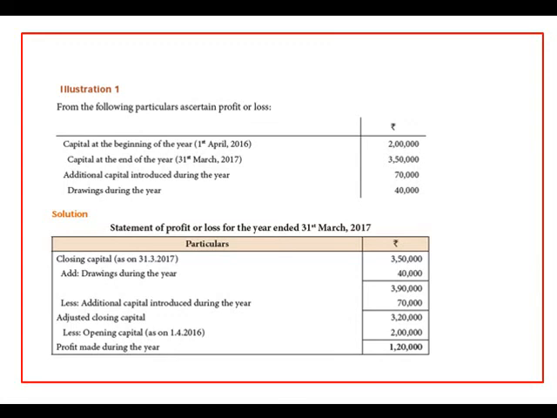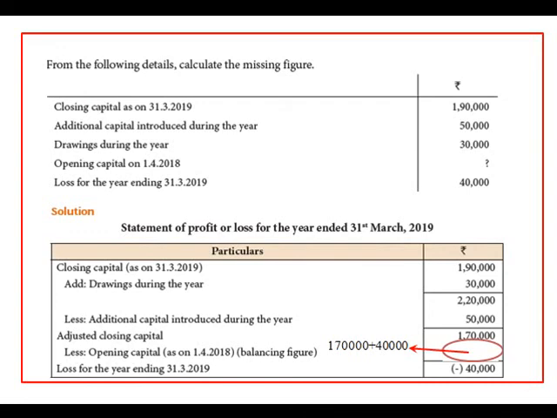In the problem discussed above, we are asked to arrive at profit, but that may not be the case always. We may be asked to calculate any in-between missing information. We have to remember the method of preparing the statement of profit or loss. Here we have an illustration to calculate a missing figure. In this illustration, we have a closing capital, additional capital, and drawings.